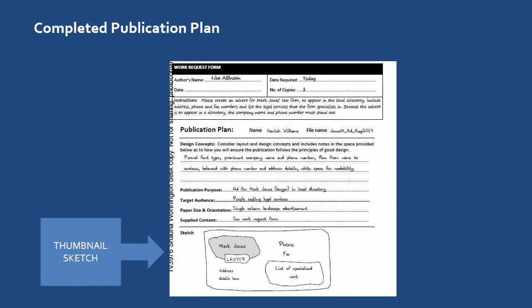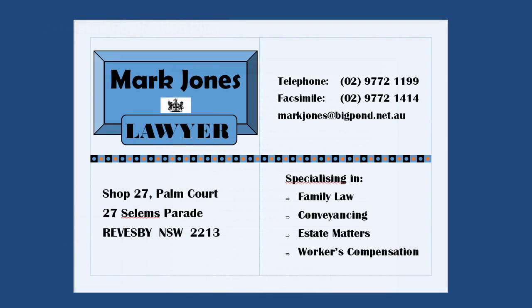Here's an example of a completed publication plan with all the information on it that we talked about on the previous slides. And there's the brief thumbnail sketch at the bottom of the screen, talking about where we're going to place things on the page when we create the document. This is an example of how the finished desktop published document might look, and it relates to the thumbnail sketch, the work request form and the publication plan.